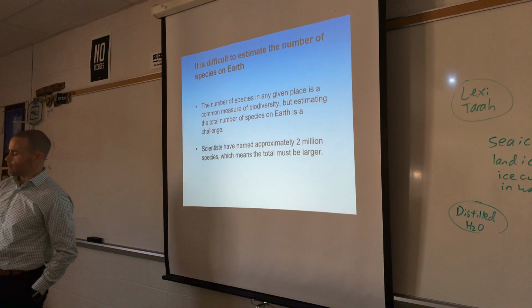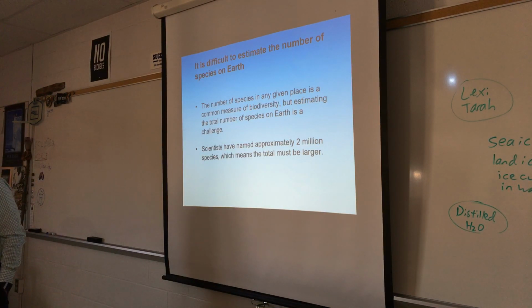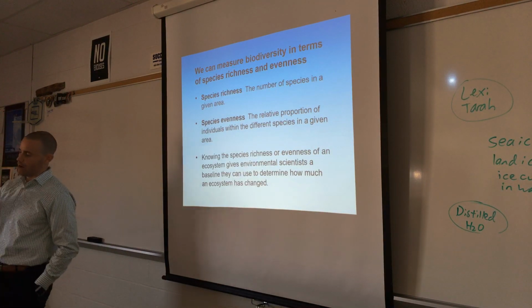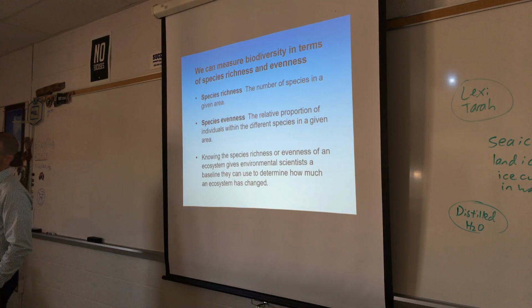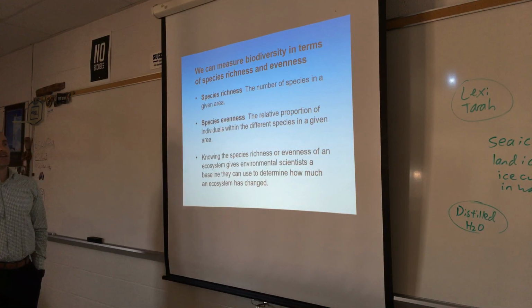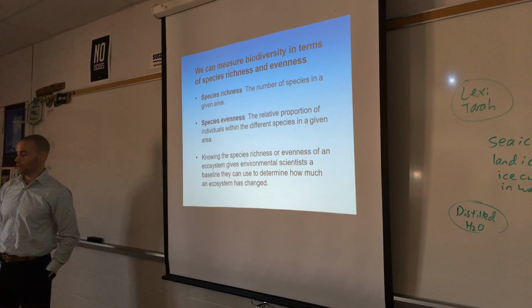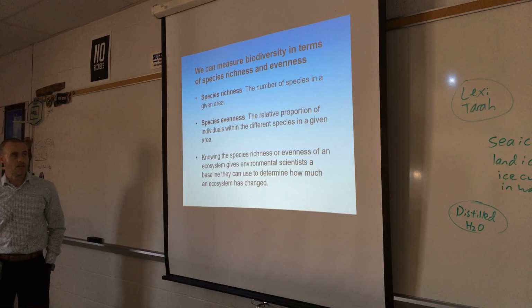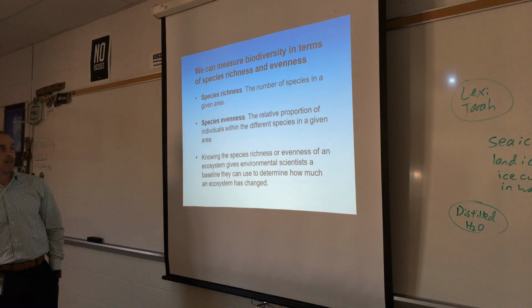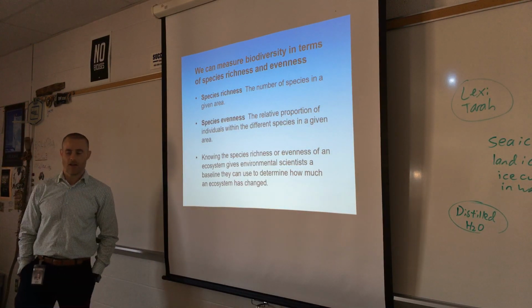So scientists named approximately 2 million. We just wrote that, so the total must be larger. Let's write these terms down here. We can measure biodiversity in terms of species richness and evenness. So richness means the number of species in a given area, which we were just talking about. And then species evenness is the relative proportion of individuals within the different species in a given area.